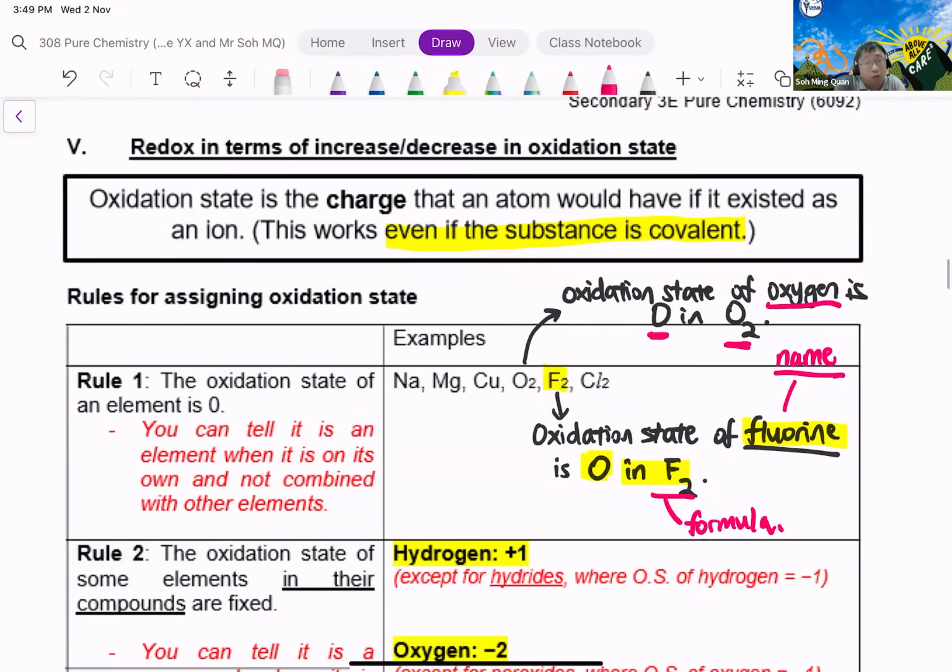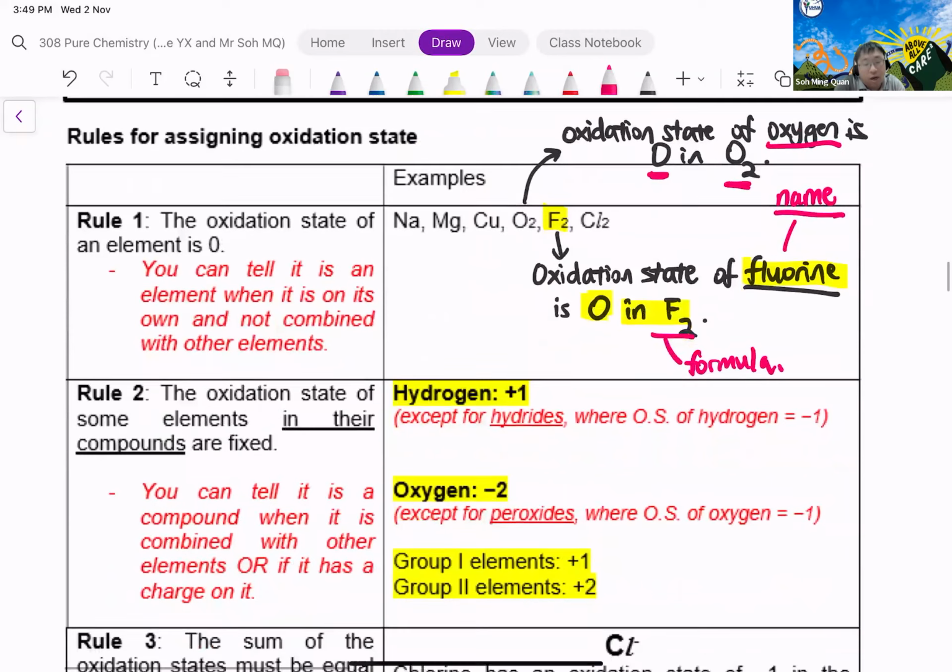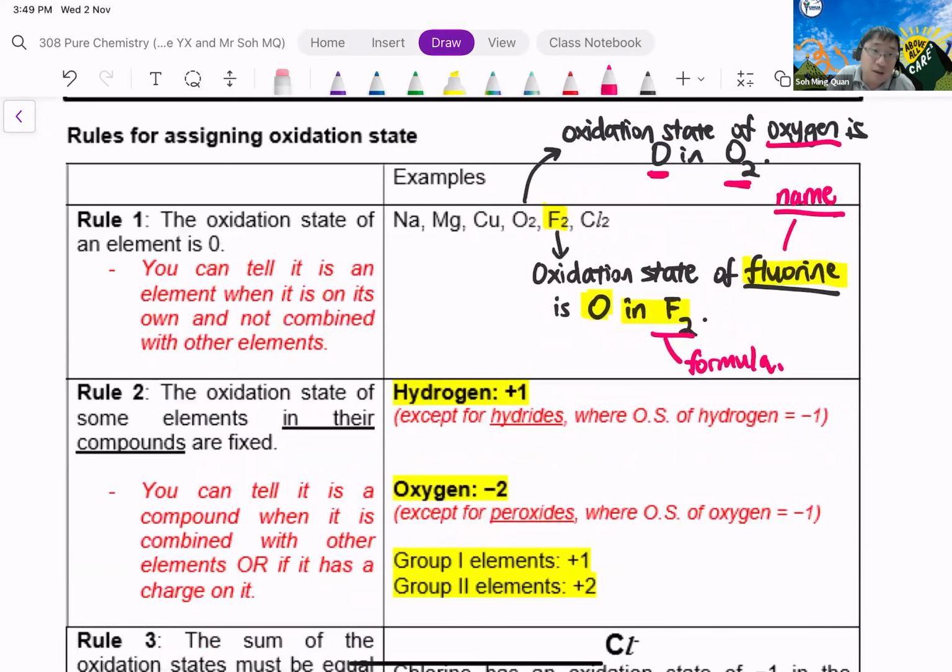Rule number 2 is an important rule. The oxidation states of certain elements in their compounds are fixed. Now, this is a very important part already. Compound means you have two or more elements chemically combined together. For example, sodium chloride, NaCl, is a compound. Water, H2O: hydrogen and oxygen combined together chemically to form the compound water.